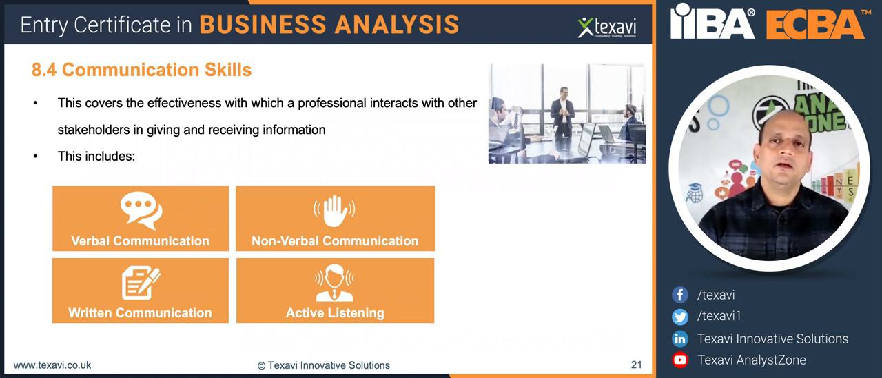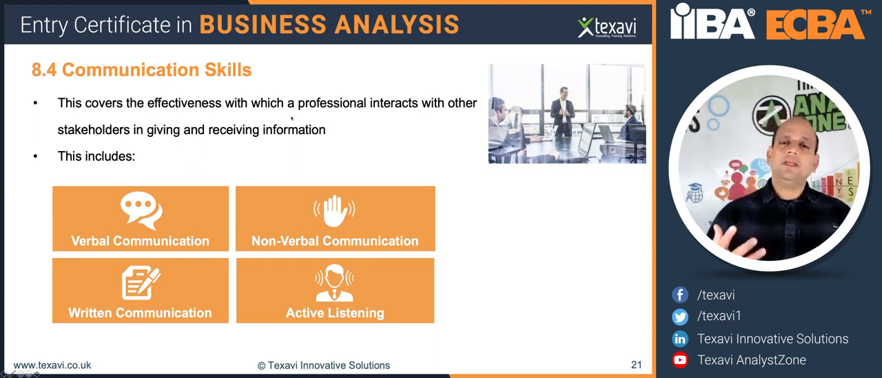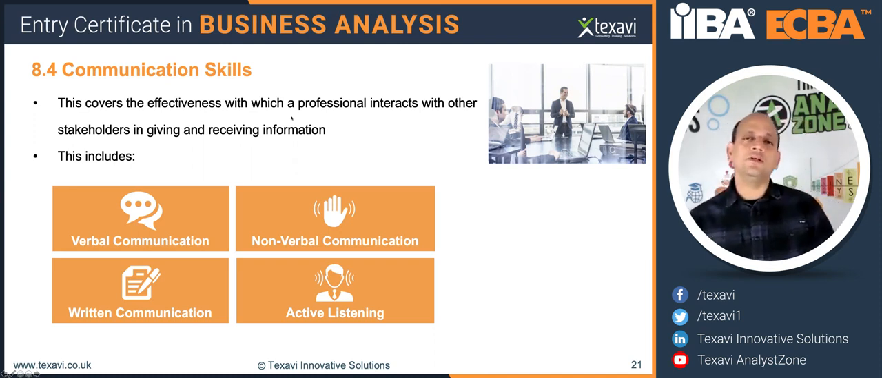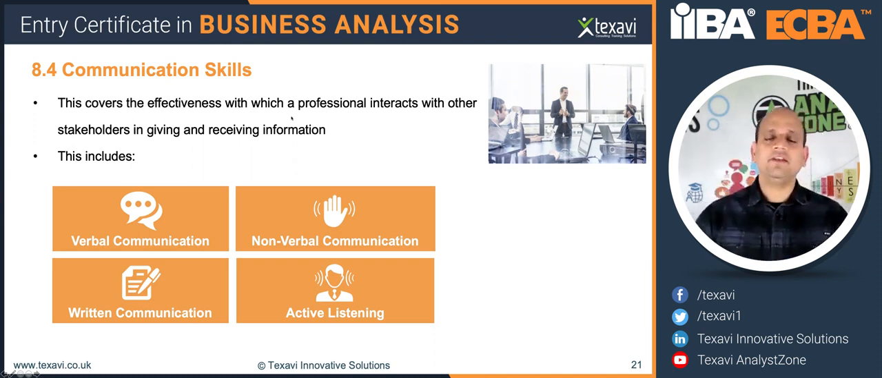Discussing things, getting sign-off, sending notifications, sending emails, reports, views, looking at the documents, interacting with people. All of that is basically communication in one way or the other. It covers the effectiveness with which a professional, the BA professional, interacts with other stakeholders in giving and receiving information. It's not just about one way. It's not even two-way. It's multi-way.